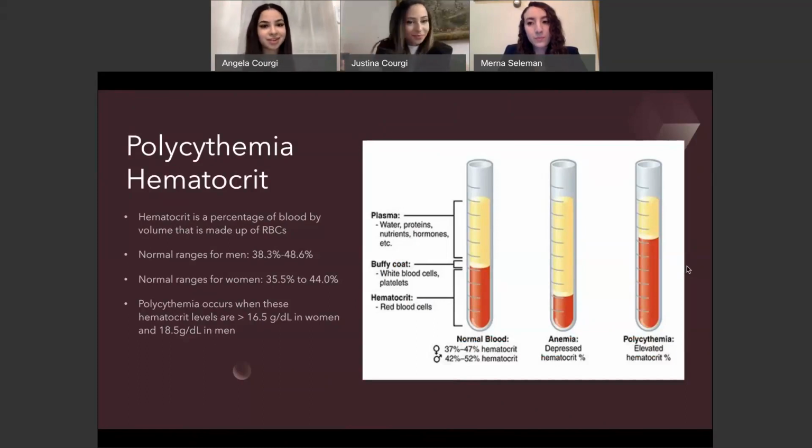Just want to make a quick correction. It is actually 16.5 grams per deciliter in women and 18.5 grams per deciliter in men, which makes much more sense.